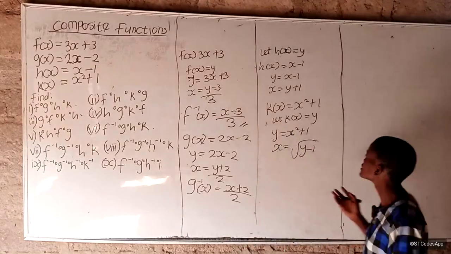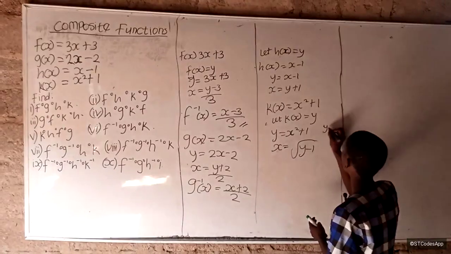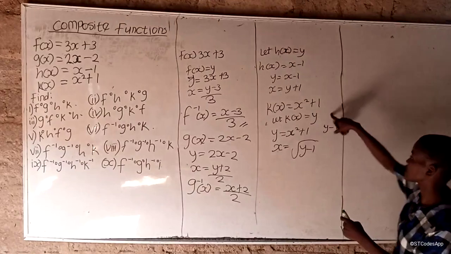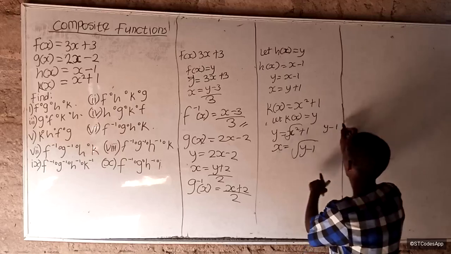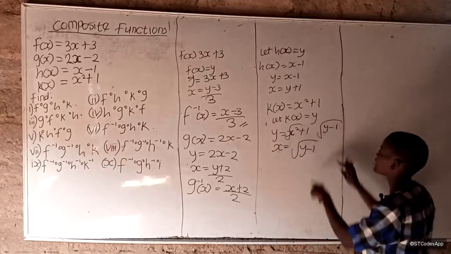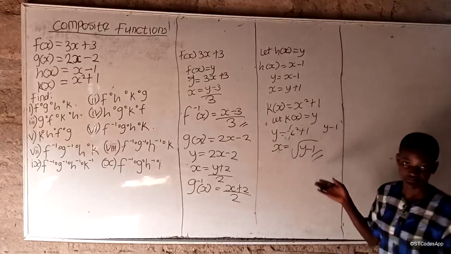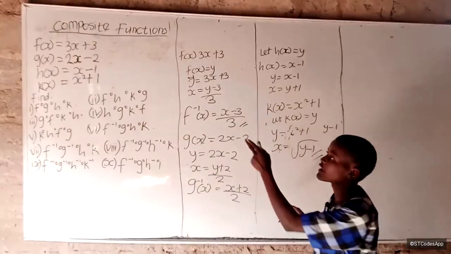How did I do this? I simply took this one here to give us y minus 1, and I took the square root of both sides. So the square root cancelled the square in this x to give us x, and so we have x equals root of (y minus 1). And these are the inverses of the functions we have there.